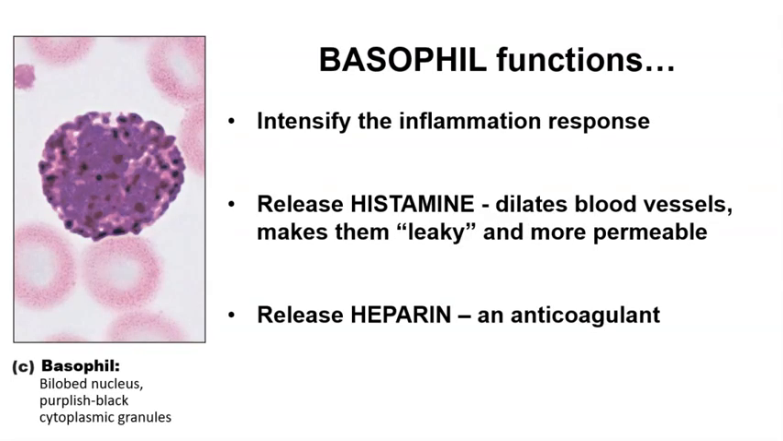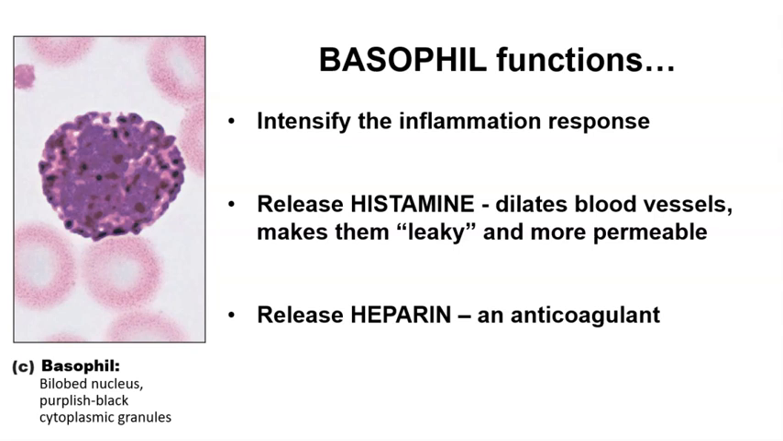So last but not least, we have the final of our granulocytes, which are the basophils. The basophils are cells that contain very dark staining purple granules in their cytoplasm. Often these granules will stain so dark that it is difficult to actually see the nucleus within the cell. The function of the basophil is to add to and enhance the inflammation response. The granules inside of the basophils contain one of two substances. They will contain either histamine or heparin.